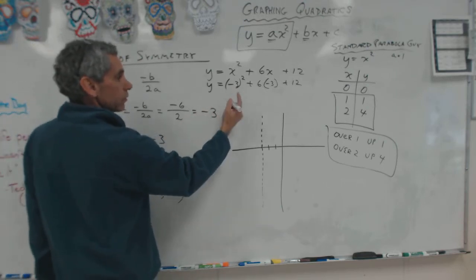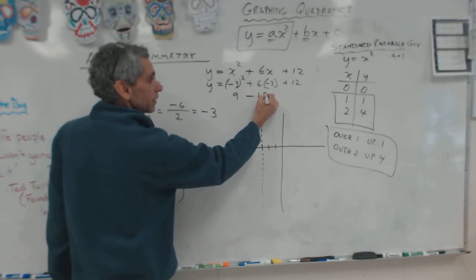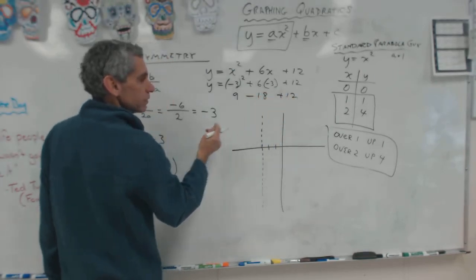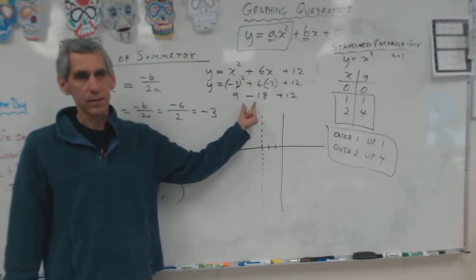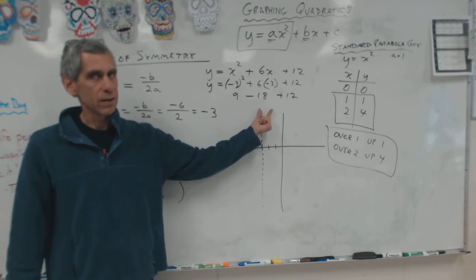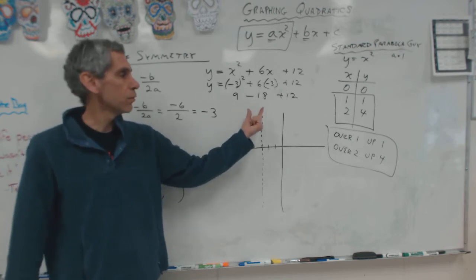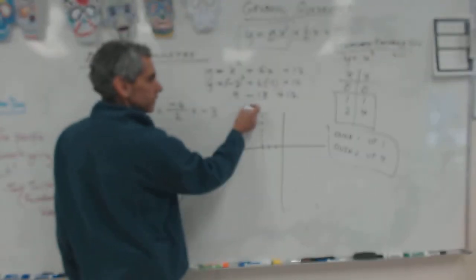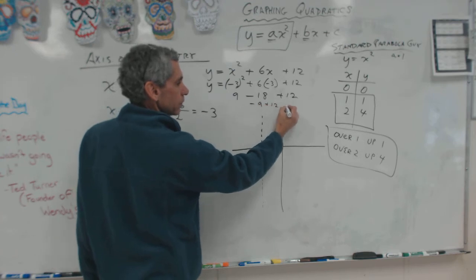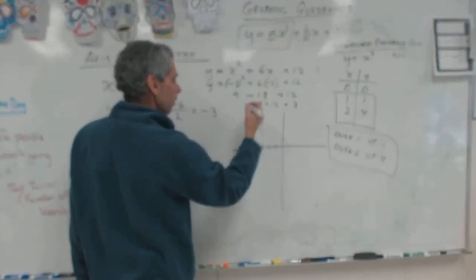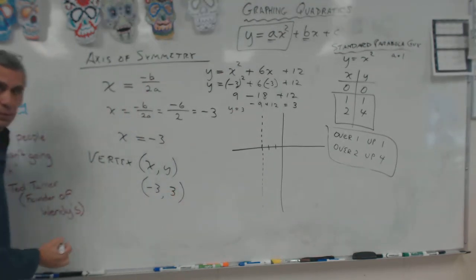Negative 3 times negative 3 is positive 9. 6 times negative 3 is minus 18. Plus 12. Now look at this. This is interesting. This number is twice this number. You will find that is, I think, always the case. Or at least almost always. And so 9 minus 18 is negative 9. Negative 9 plus 12 is what? 3, right? So I know my y is equal to 3.